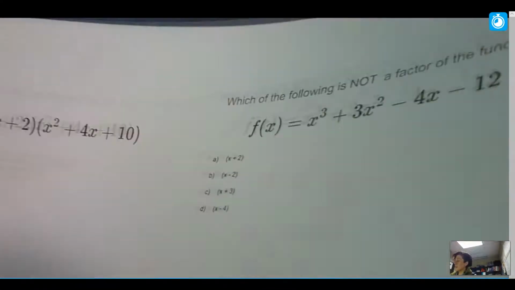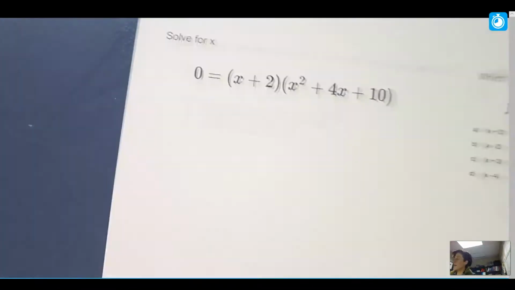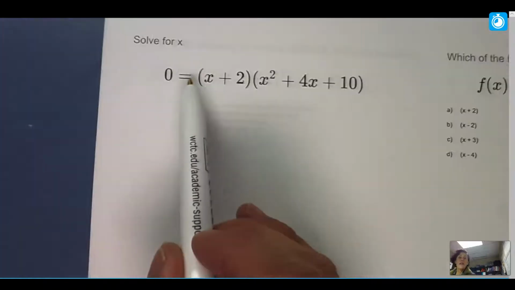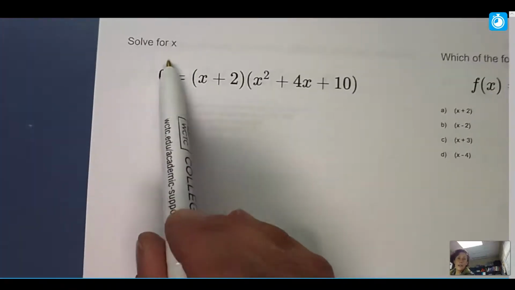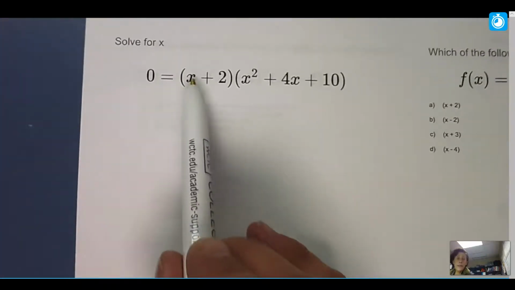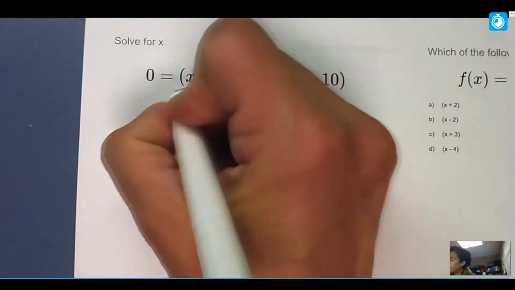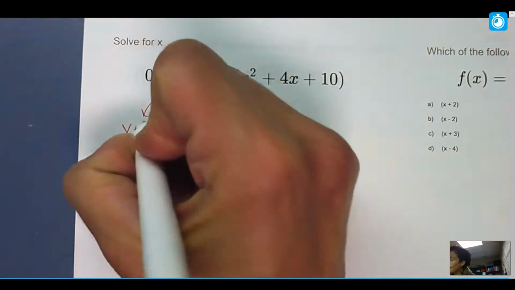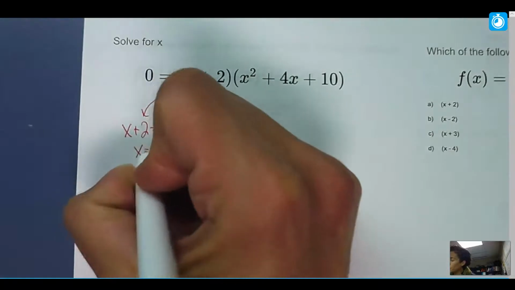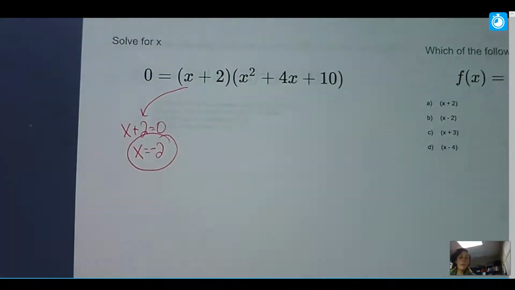Let's take a look at the next one. This is not numbered, but we'll call this question 5. We're going to solve for x. Ideally, when you solve for x, you want it in factored form. This is as factored as it gets. So for this one, I can set that factor equal to 0, subtract 2, and there's one of the solutions for x.